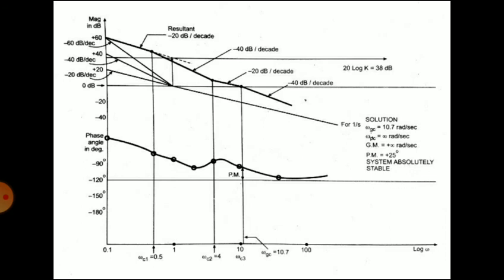So the resultant slope after omega c2 equal to 4 becomes: the initial slope is minus 40, and this positive slope is plus 20 dB per decade up to omega c3 equal to 10. So the resultant slope will be minus 20 dB per decade. You can see that from omega c2 to omega c3 the slope is changed. So it is minus 20 dB per decade.